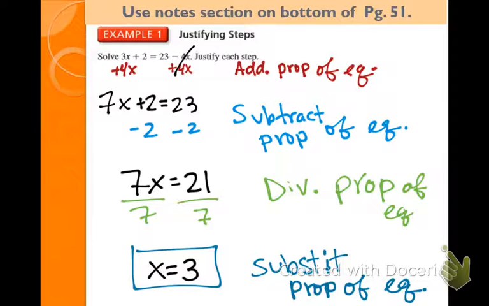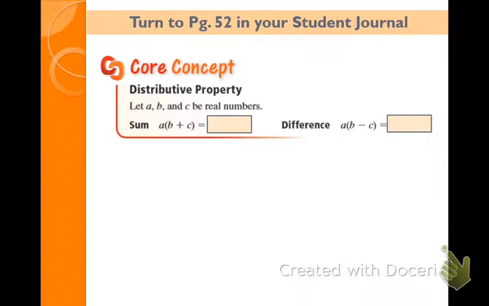Alright, so if you see core concept, there's another property. Can anybody take a guess at what property? Oop, I already said it. What's the property? Distributive. So in your blank right here, under the word core concept, you're going to write distributive property. It is not a property of equality, because you don't do it to both sides. You just distribute.